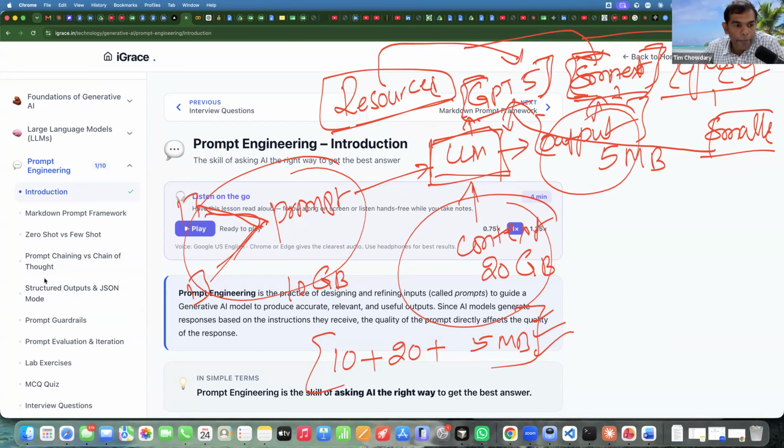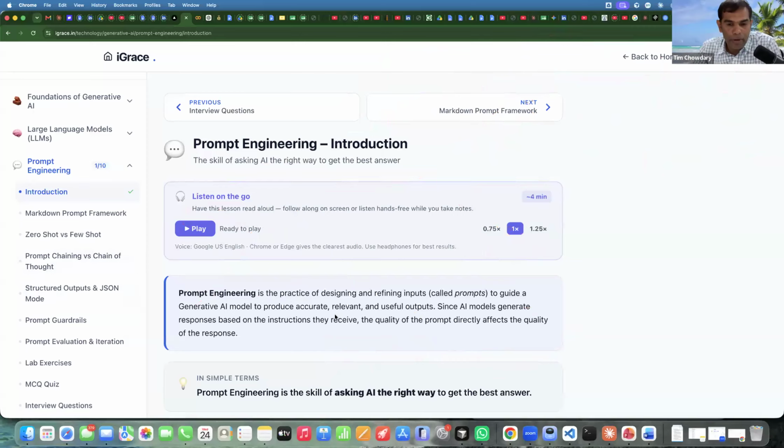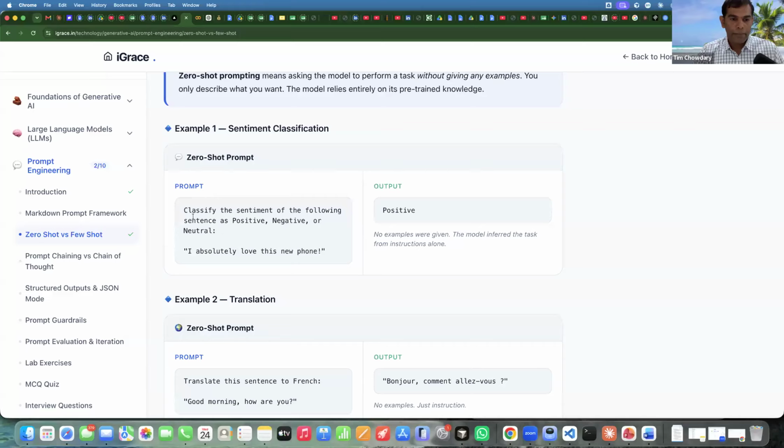Now, let's take some examples, right? This is zero-shot prompting. What we are asking the model: classify the sentiment of the following sentence as positive, negative, or neutral, right? Here, this is the input, this is the review, basically. The output is this.